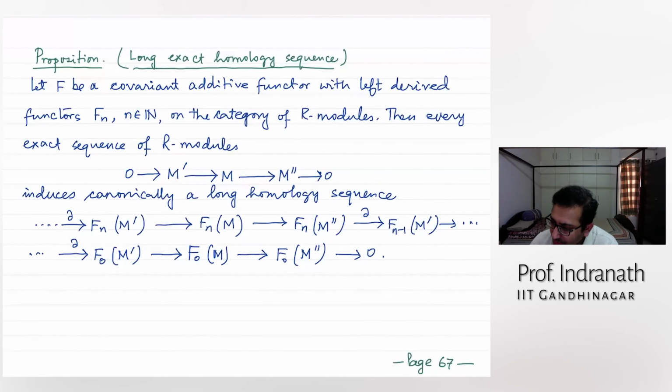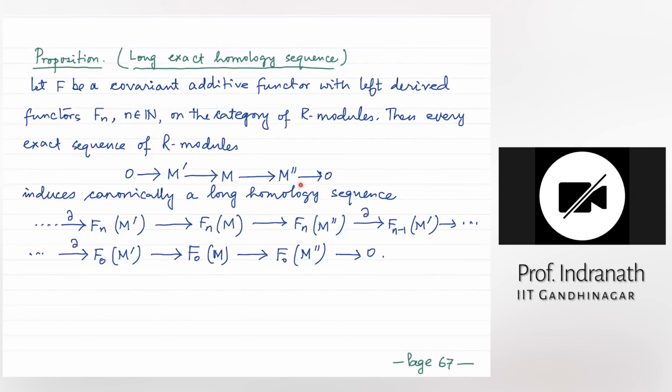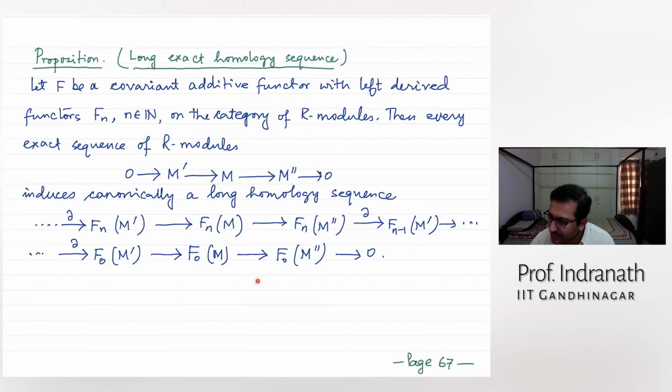So you have a covariant additive functor with left derived functors F_n. We have defined them. You remember these are the homologies of the complex that you obtain from, let's say, a projective resolution of the module, on the category of R modules. Then every exact sequence of R modules gives rise to a canonical long homology sequence of these left derived functors. So this is very, very important because this is what we're using.